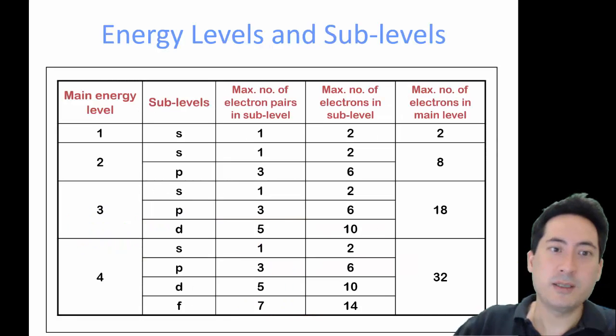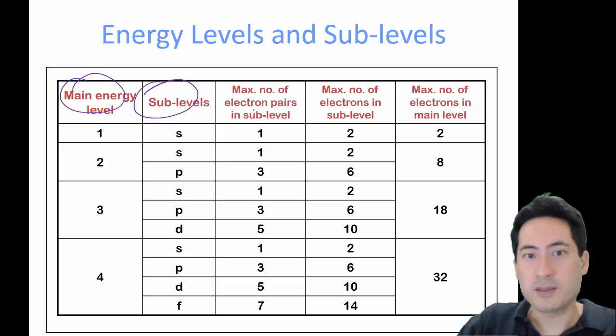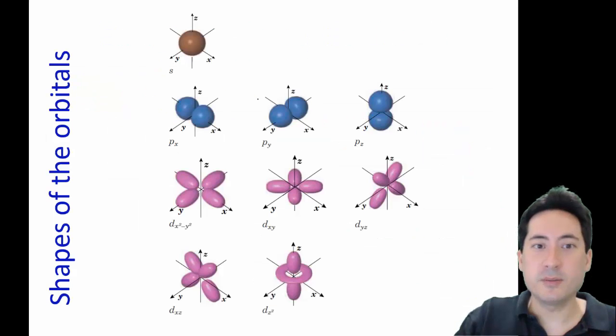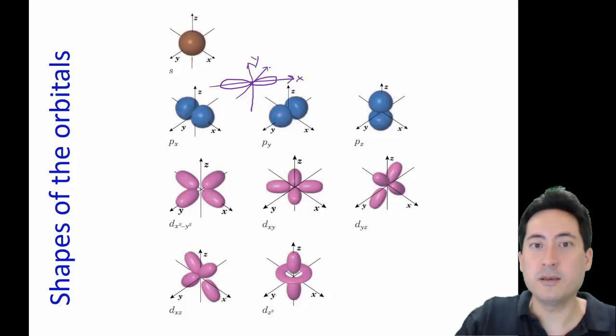Now, a huge summary of all that is here: the main energy levels, the sublevels, the maximum number of electron pairs, so times all those by 2 for the number of electrons, and so the maximum number of electrons in each of those main energy levels. Here are the shapes of the orbitals, and you can just draw these by making sort of like a dumbbell shape. It's kind of helpful too to maybe do the X, Y, Z axis as well. So that would be the X, Y, and Z.